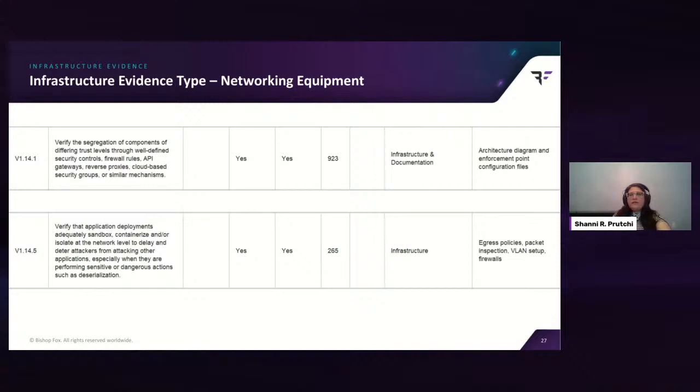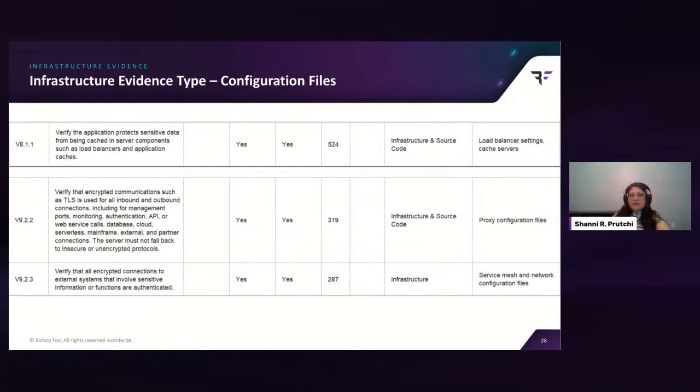Some other requirements look at how pieces are configured, like the application cache servers, application proxies, and the service mesh. For example, if an application is running in Kubernetes, such as defined in 9.2.3, you're going to call for the environment's YAML files to validate those settings.